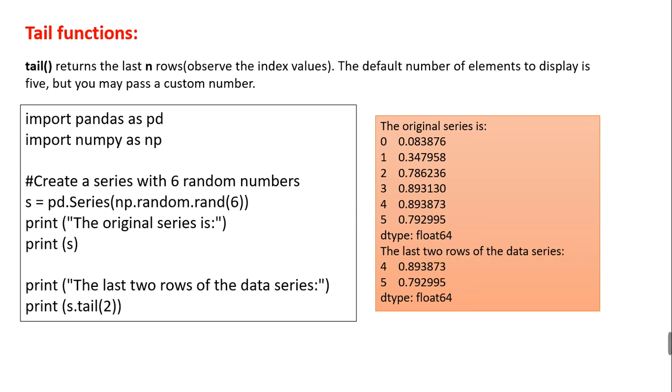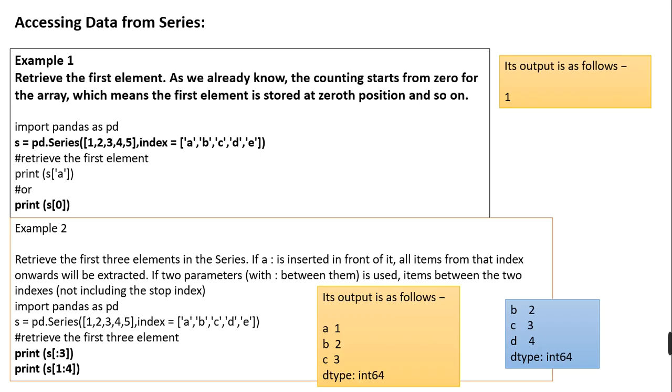So it's, I suppose, a very simple concept of the head and tail functions. The head function returns the first n rows, whereas the tail function returns the last n rows. That is the only difference, and they are simple to use, and they accept one argument. You can even skip that argument, so it will take the default value of 5, and if you pass the argument, the specified number of rows will be returned.